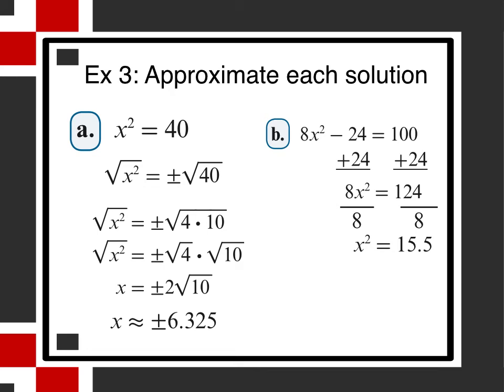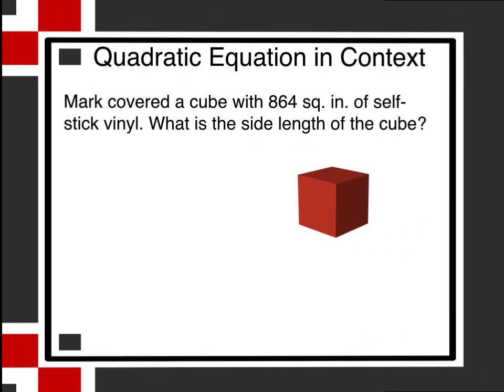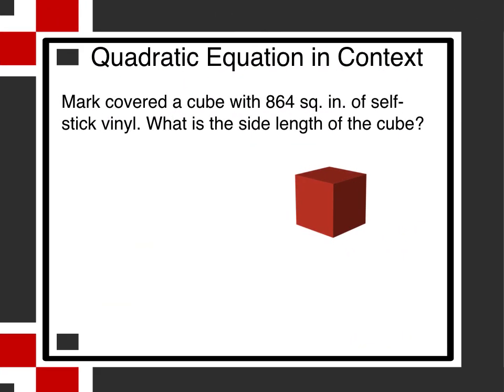When we take the square root of both sides, we get x equals plus or minus the square root of 15.5, which with a calculator would give you about 3.937. Now a word problem. Mark covered a cube with 864 square inches of self-stick vinyl. What is the side length of the cube?